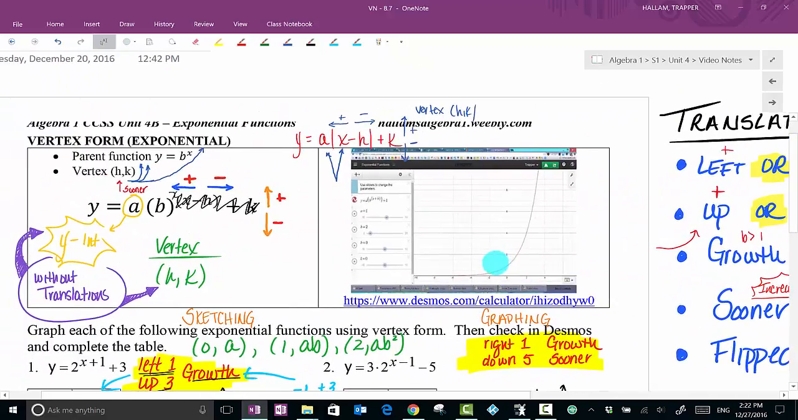All right, so that's a nice little quick summary of this. I'm not going to do the Desmos to keep this short. I might show it in class, but otherwise you should have a nice review on how to graph exponents.